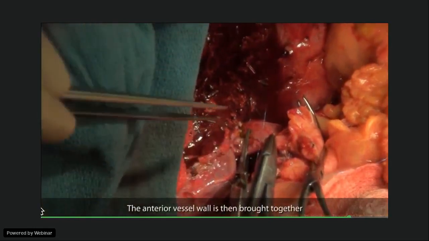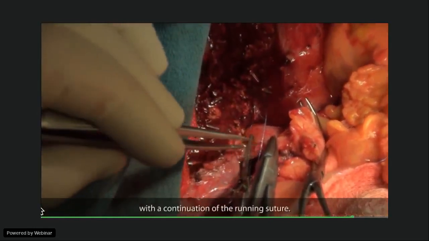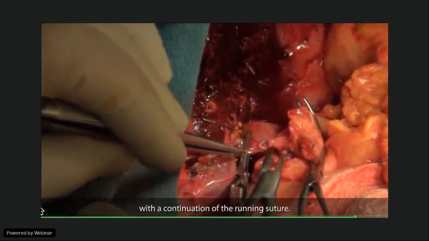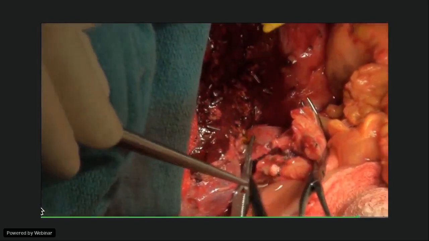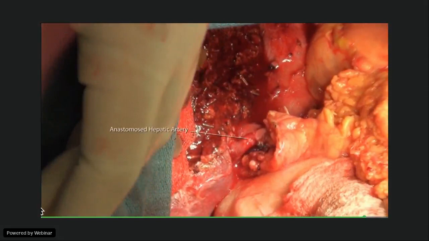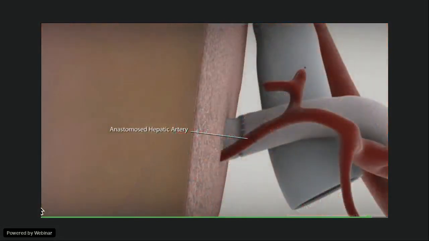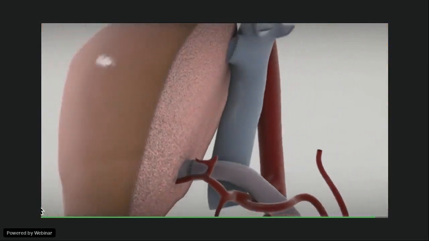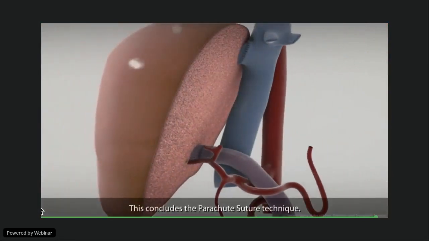The anterior vessel wall is then brought together with a continuation of the running suture. This concludes the parachute suture technique.